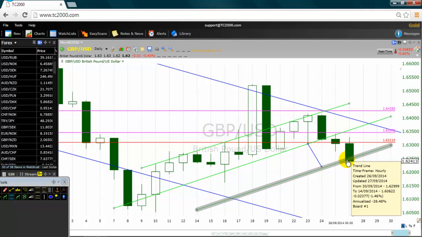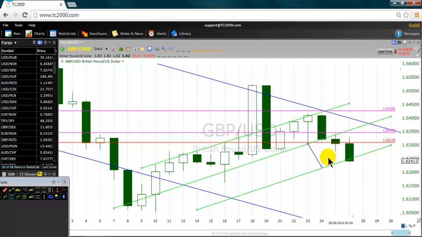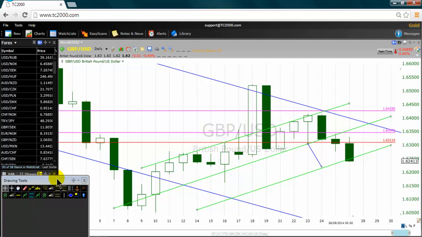Does it mean that we should buy straight away? No, it does not mean that we should buy straight away, but we should acknowledge that the price is at the oversold zone. What do we need to do? All right, what do we need to do?